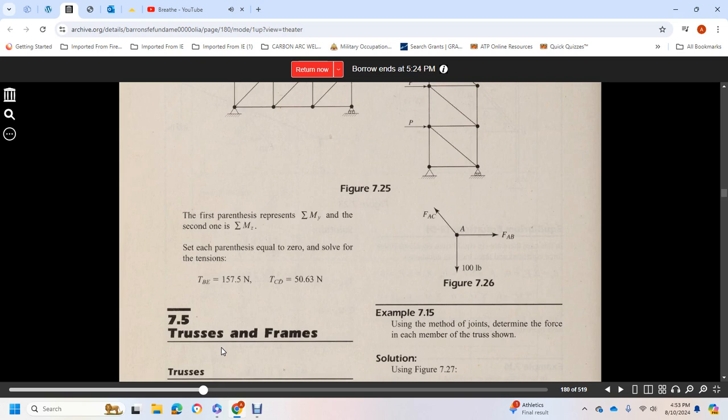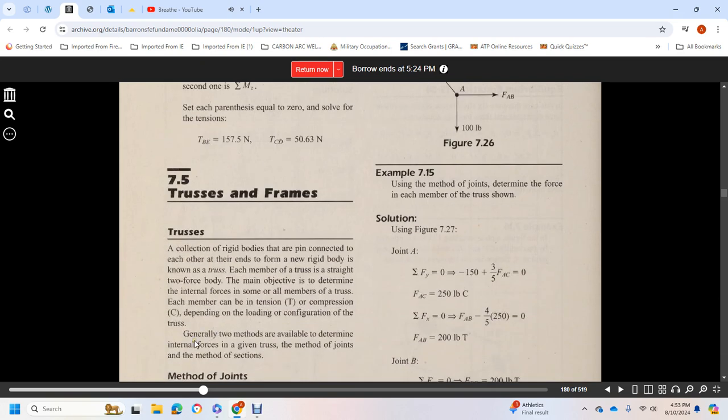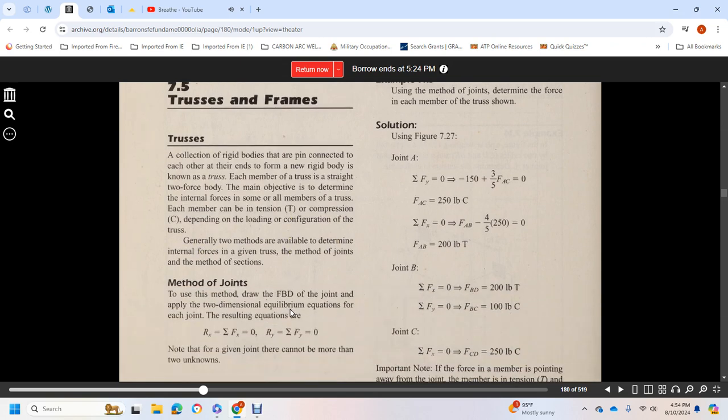Trusses and frames, 7.5. A truss is a collection of rigid bodies pin-connected at their ends to form a new rigid body known as a truss. Each member of the truss is a straight two-force body, and the main objective is to determine the internal force in all the members of the truss. Each member can be in tension or compression depending on the loading and configuration of the truss. Generally, two methods are available to determine the internal forces in a truss: the method of joints and the method of sections.